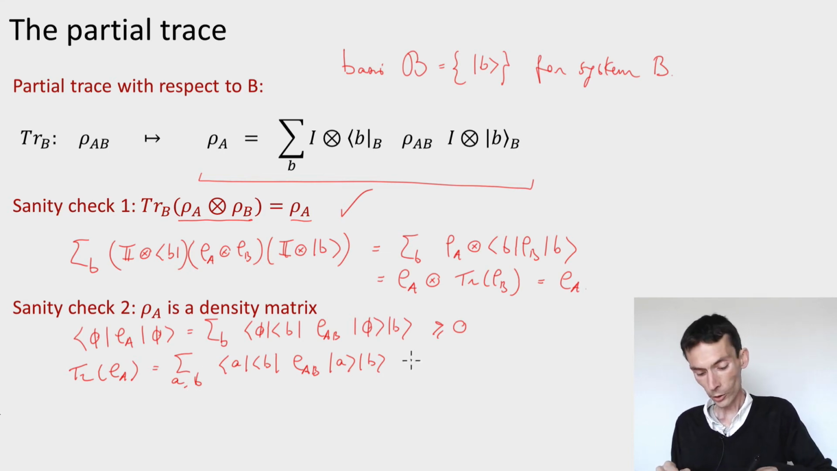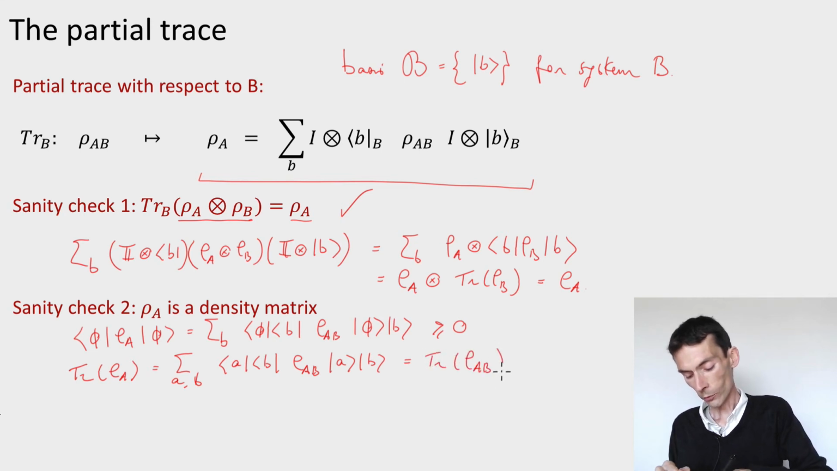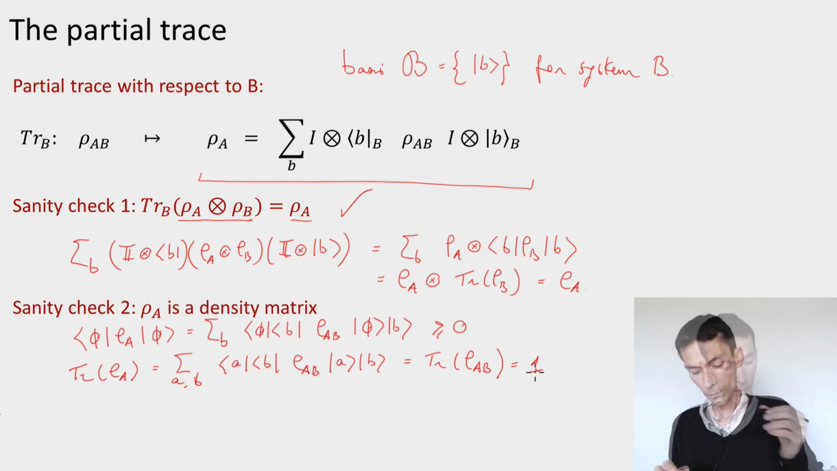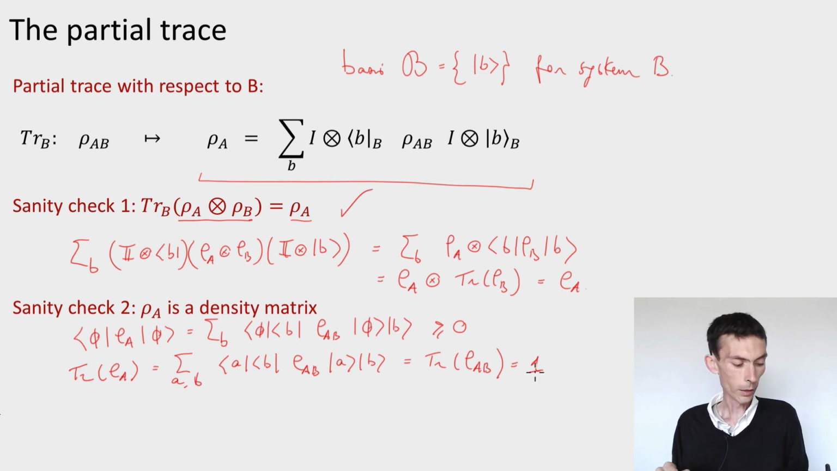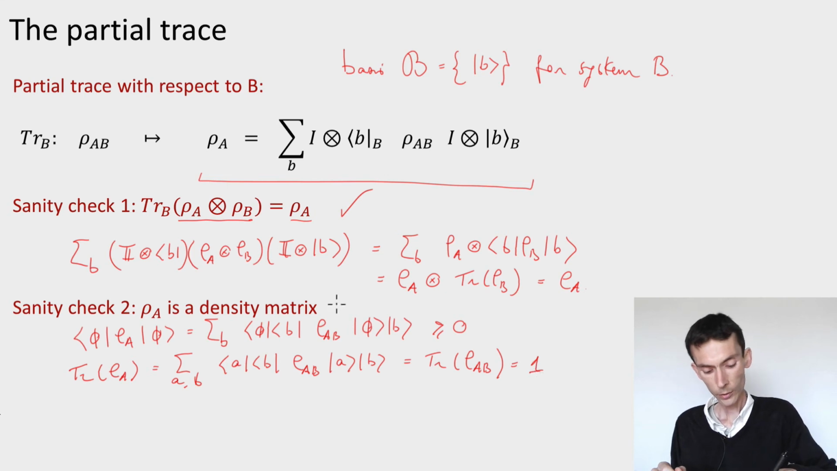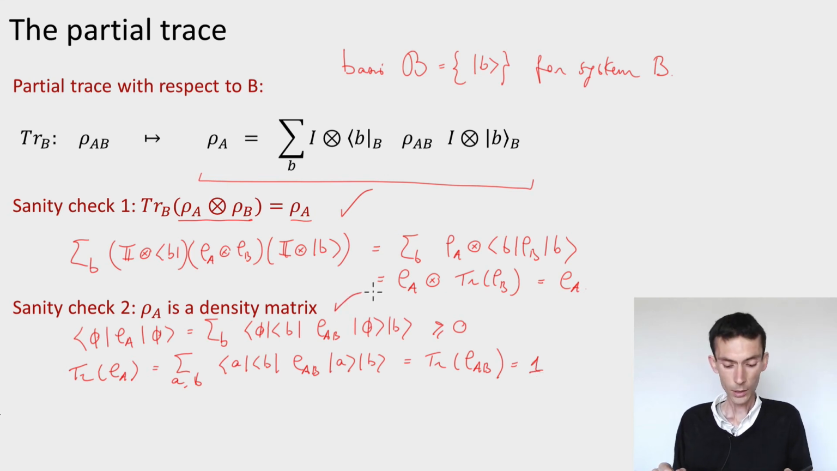So what I'm doing here is really just computing the trace of Rho AB, which, since Rho AB is a valid density matrix, is equal to 1. So I verified that my matrix Rho A is positive and has trace 1. It's a valid density matrix. This sanity check passes. Excellent.